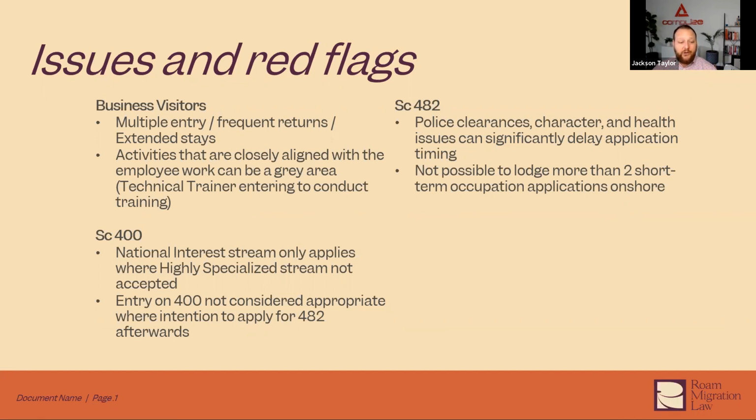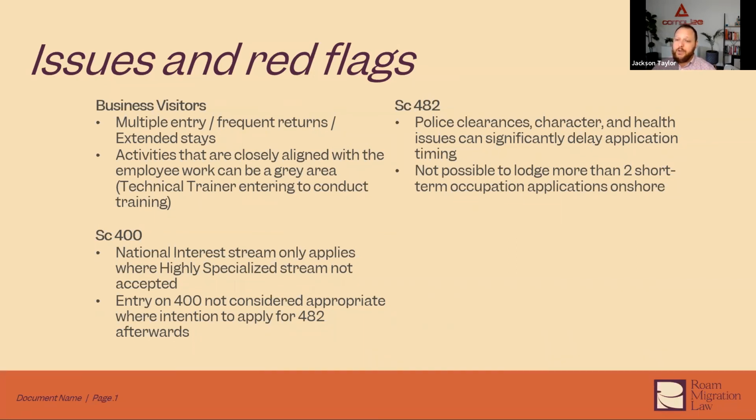And you're not supposed to come in on a 400 visa and intend to apply for a 482. If the worker comes in on a 400 and after 2 months it becomes obvious that the scope is actually completely out of whack and it's going to take a lot longer, then you can apply for a 482, but it shouldn't be the intention at the time.